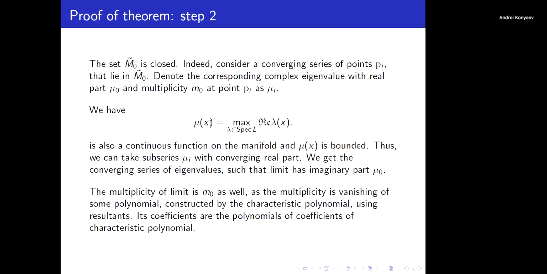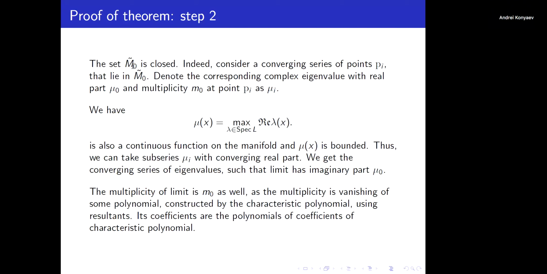It's different. So we say that we have this closed subset M0, and we take an infinite series of points belonging to the M0 tilde. What we know is that the imaginary parts of the corresponding eigenvalues are the same. The multiplicity is the same, because we take those eigenvalues with the highest multiplicity, but the real parts behave poorly. They do not necessarily converge.